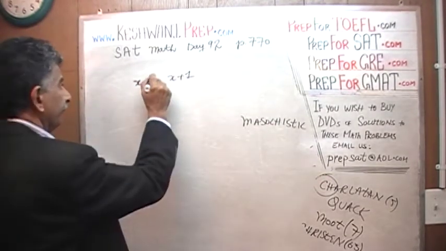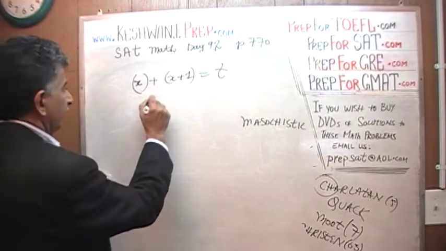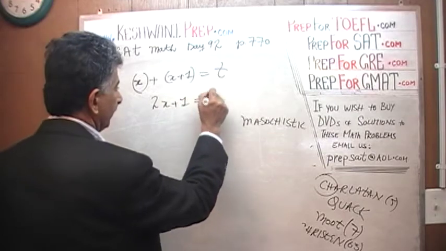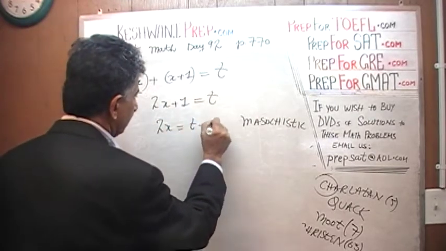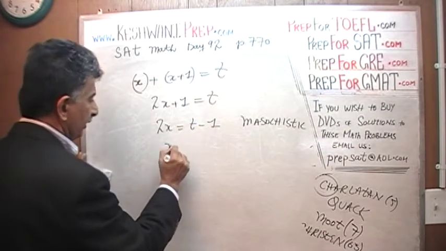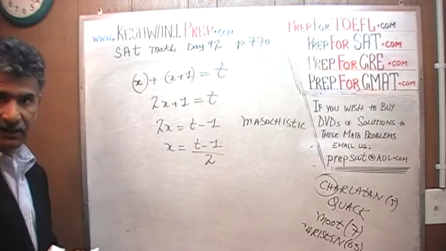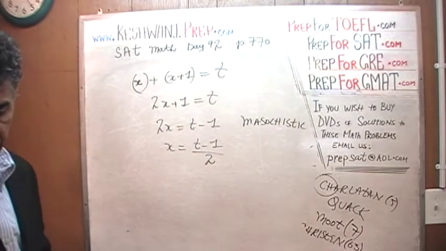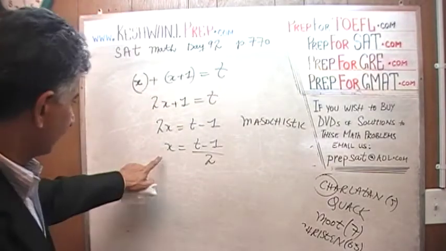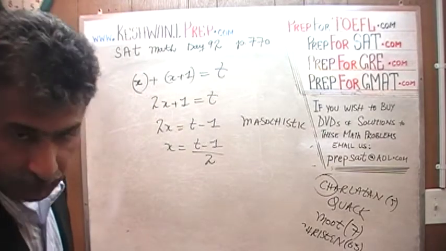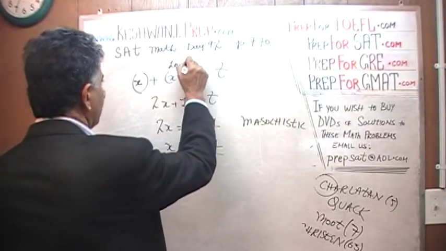And their sum equals t, which tells us that 2x plus 1 equals t. Let's solve for x. So 2x equals t minus 1. Divide both sides by 2 and we get (t minus 1) over 2. But this is not the answer. This is a sucker answer. This is the answer that will give us the smaller number. x is the smaller number. We need to find the large number, which is x plus 1, because this is one more than that.